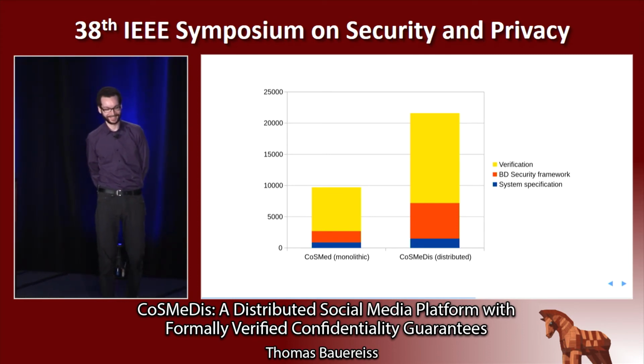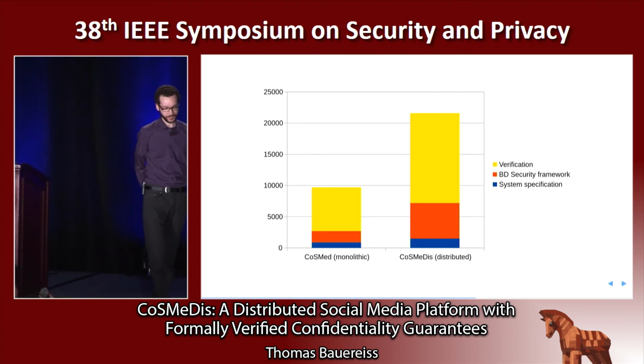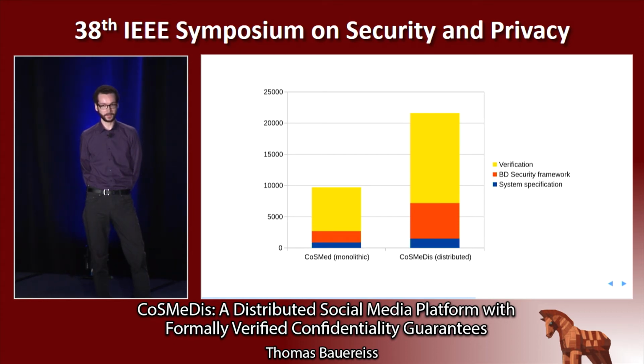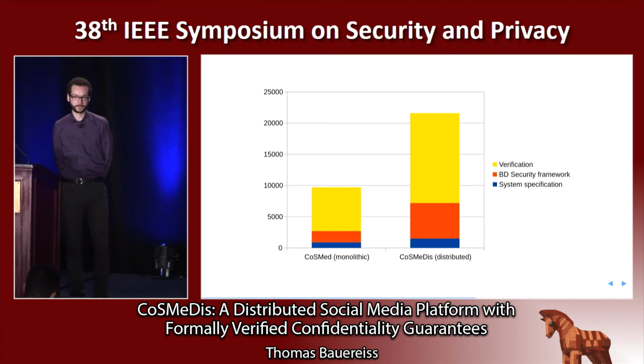Okay. So verification is basically your proofs. Yeah, verification here means the actual verification of the security properties of the concrete system. The security framework is the underlying theory. So in the distributed case, it includes the compositionality result and its abstract proof. And the system specification is the blue one. It also grew when adding the distribution features.